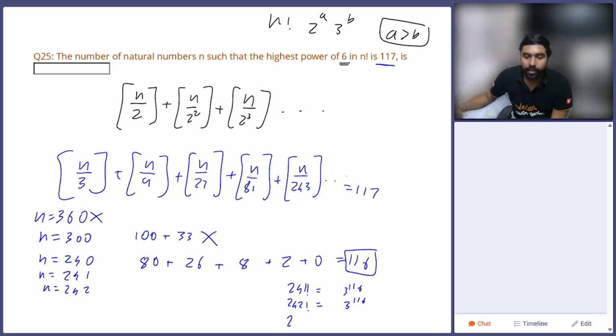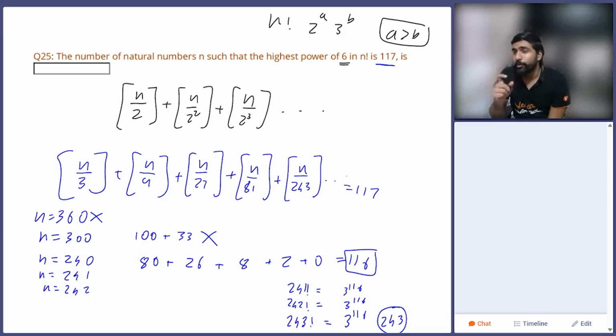But when you have 243 factorial, what will happen is you already had 3 power 116 and then there is a new 243 present. Now in this 243, how many 3s are present is what we have to find out over here. I know that this 243 is nothing but 3 power 5. This is purely made up of 3.